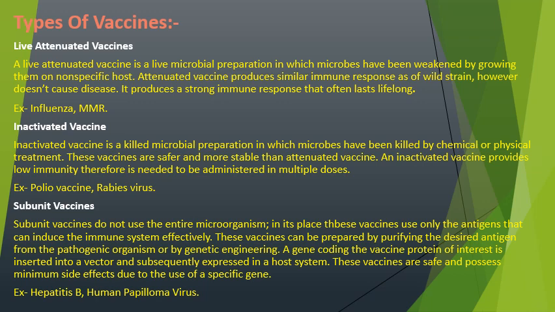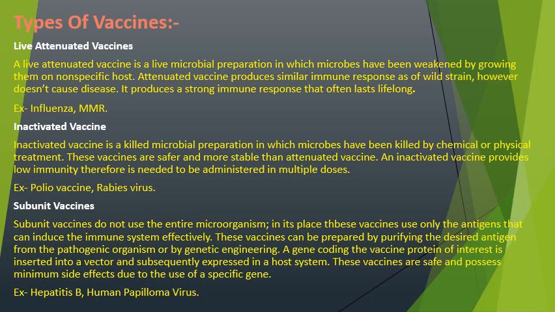Another one is the inactivated vaccines. An inactivated vaccine is a killed microbial preparation in which microbes have been killed by chemical or physical treatment. These vaccines are safer and more stable than attenuated vaccines. An inactivated vaccine provides low immunity, therefore it needs to be administered in multiple doses. Examples for such vaccines are polio vaccines and rabies vaccines.